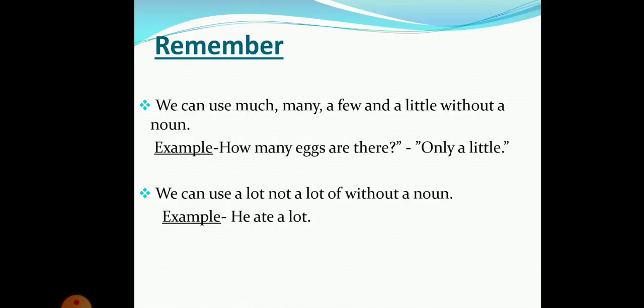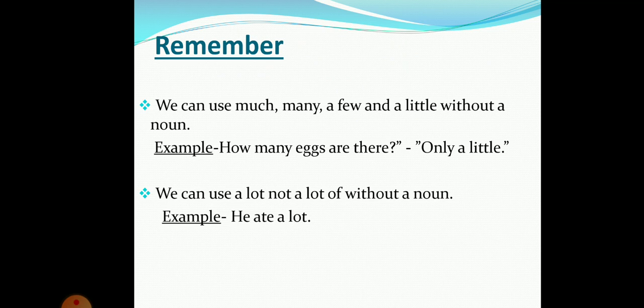Remember, children, we can use much, many, a few, and a little without a noun. For example, how many eggs are there? Only a little. So here somebody has asked the question how many eggs are there? In this sentence, eggs are the noun, and in the answer given by somebody else, the answer is only a little. So here the person has not used a noun. He has just replied only a little.